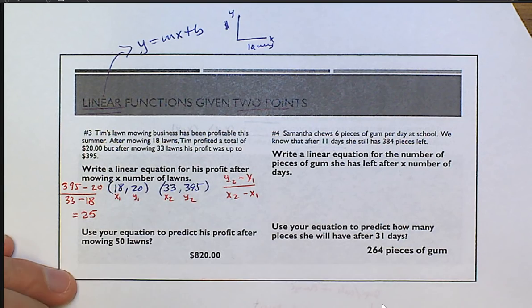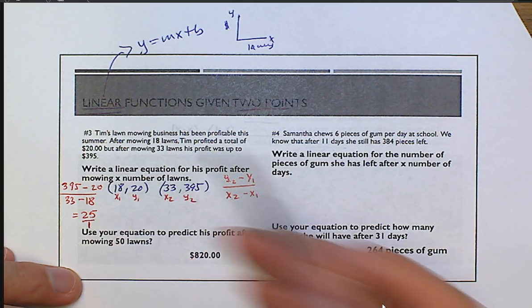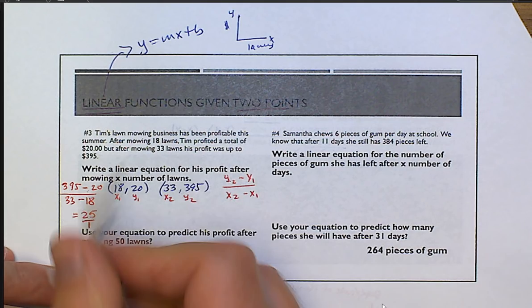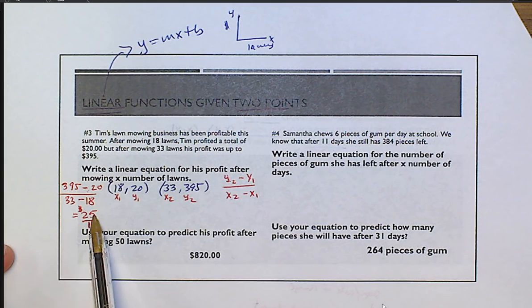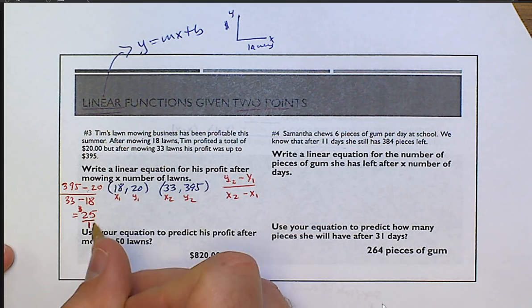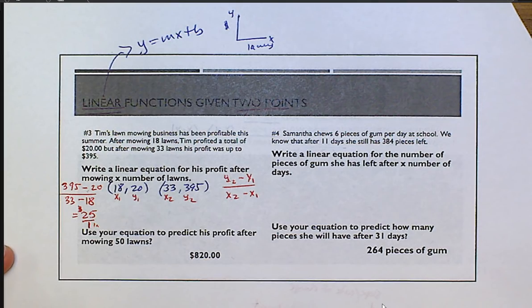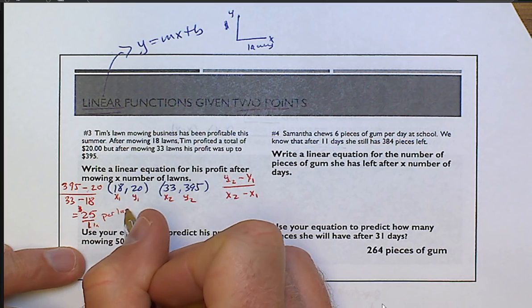So what does that mean? What did we just figure out? 25 over 1, right? Essentially, when we reduce this. What was on top? Well, my profits were on top. So this is $25 because that was $395 minus $20, so that's dollars on top, and lawns on the bottom. I know we don't usually put 25 over 1, but to understand what the slope is representing, I think it's important. So this is $25 per lawn. That's what the slope represents. So $25 per lawn is his rate.